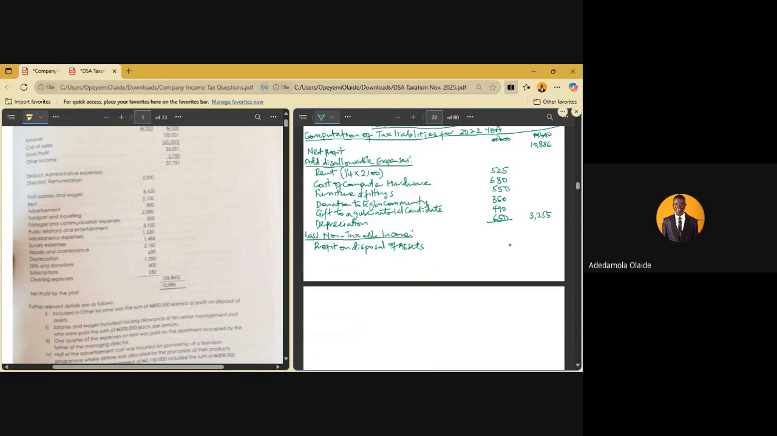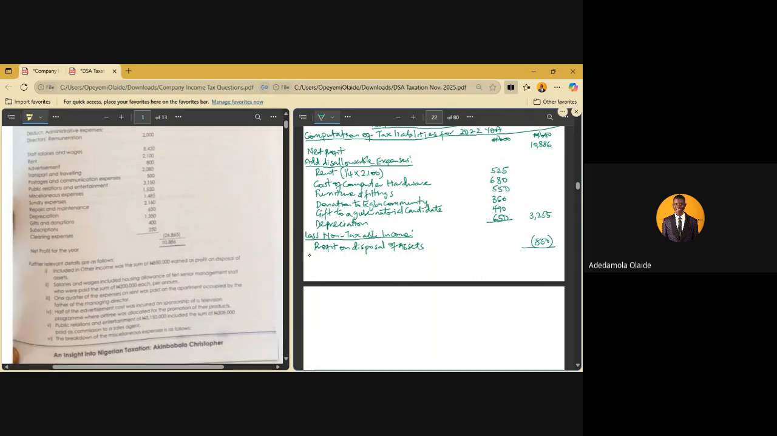We are coming here. Profit on disposal of assets. We have that to be 850. And since that's the only information we have on other income, I don't think any of the income is non-taxable again, because we only have turnover and other income. They did not tell us more than that. So we'll now have what? We'll now have our adjusted profit to be how much?